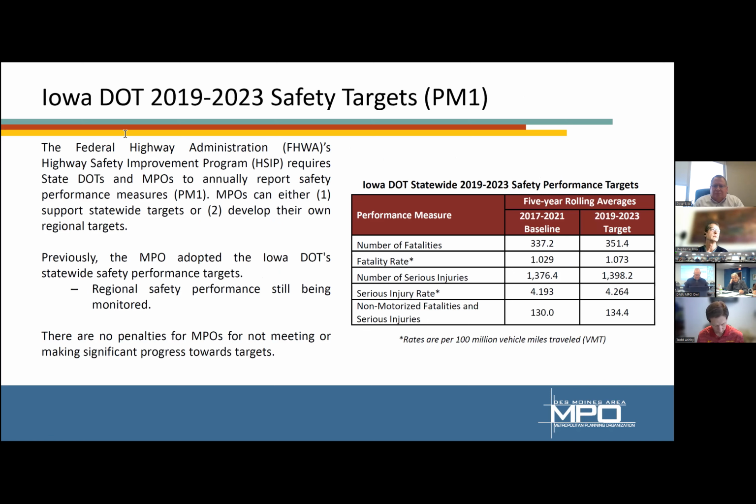Item 12 is a report and vote on the DOT 2019 to 2023 safety performance targets, PM1. Thanks. The Federal Highway Administration has a highway safety improvement program that requires DOTs and MPOs to report safety performance measures. So last month we brought the DOT statewide measures to you for review. Now this month we bring these back to you with a vote. There are no consequences to the MPO for not meeting or making progress towards these targets.